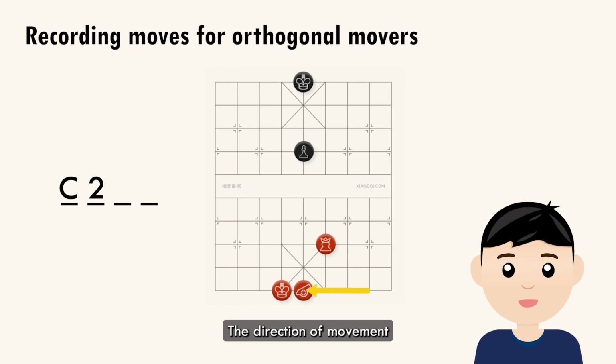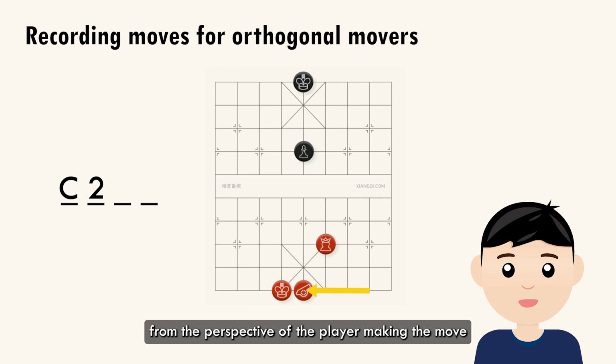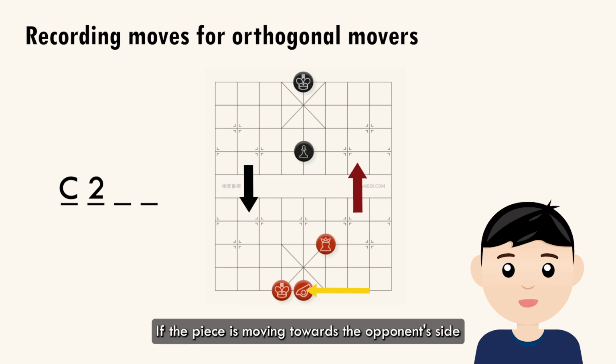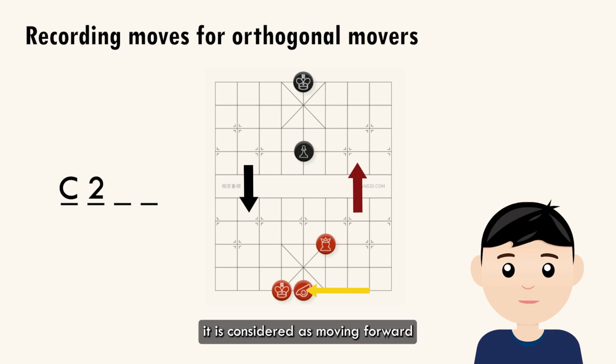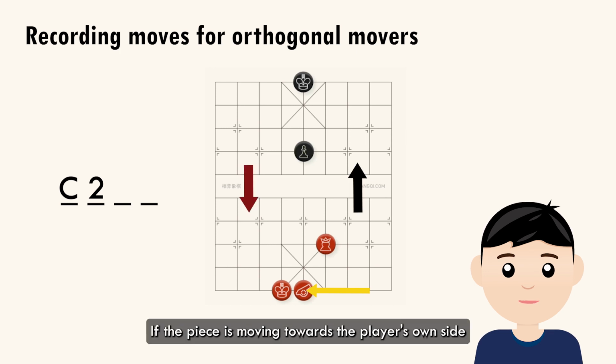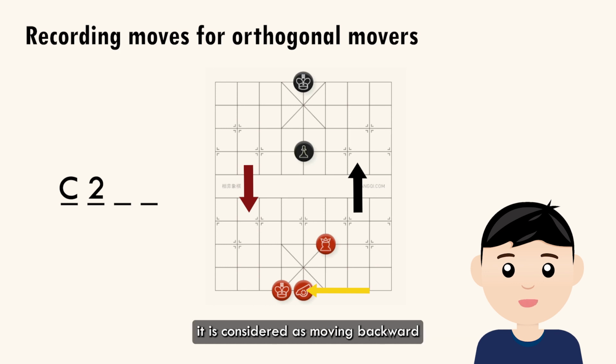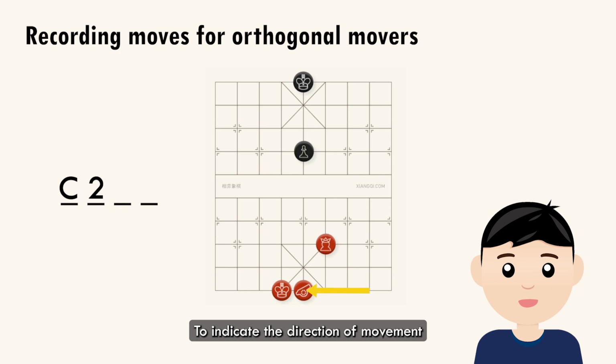The direction of movement, whether it is forward or backward, is determined from the perspective of the player making the move. If the piece is moving towards the opponent's side, it is considered as moving forward. If the piece is moving towards the player's own side, it is considered as moving backward. To indicate the direction of movement, the following symbols are used.